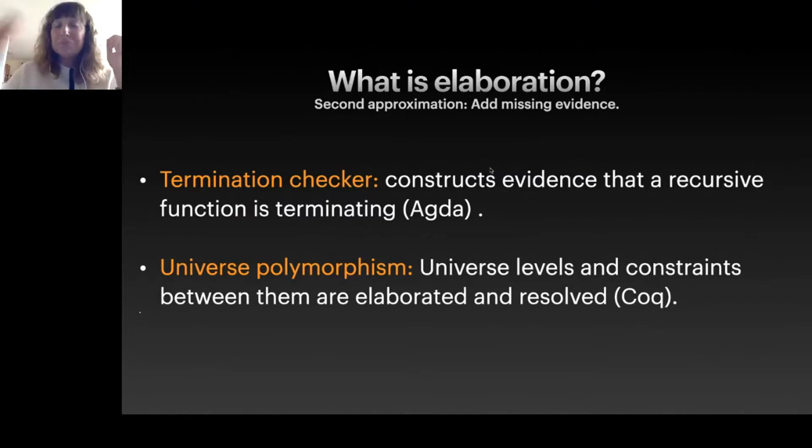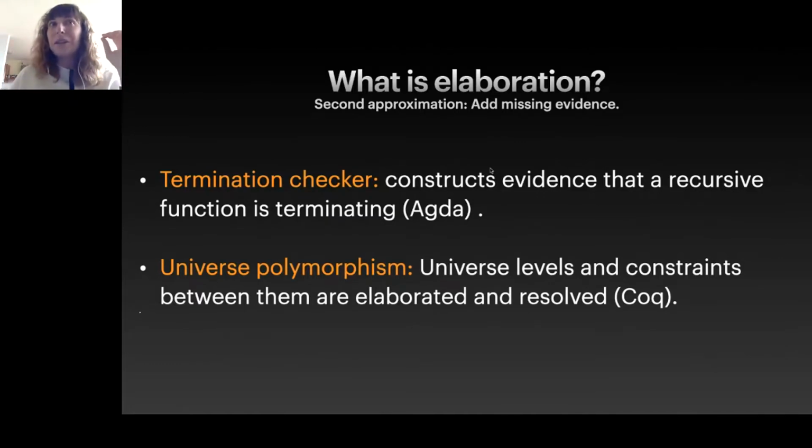Another such familiar example is the universe levels and their constraints in Coq, right? So Coq adds universe levels and checks that there are no cycles between the levels and so on. And again, the user doesn't want to know about it, but we just want to know that it can be done and that the missing evidence can be produced, right? And elaboration is the process of adding this evidence. So we're adding new information, we're elaborating.